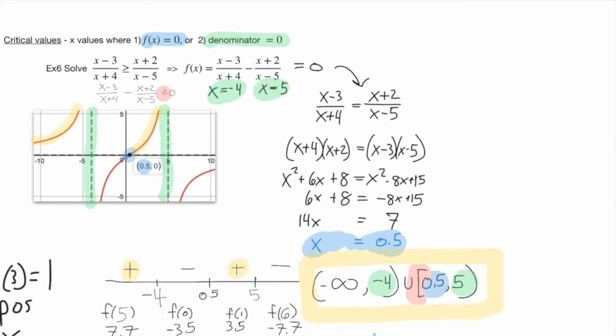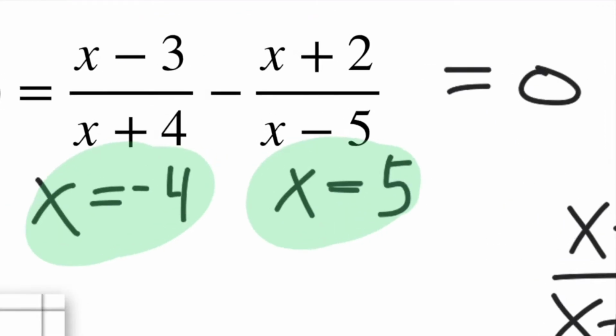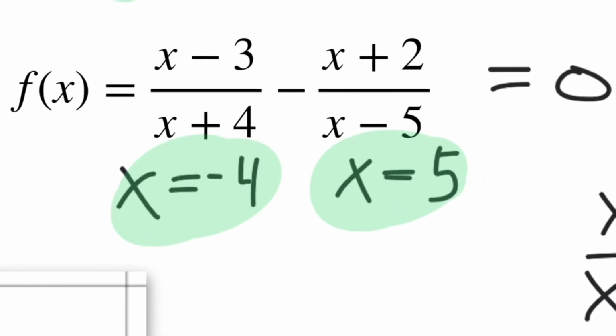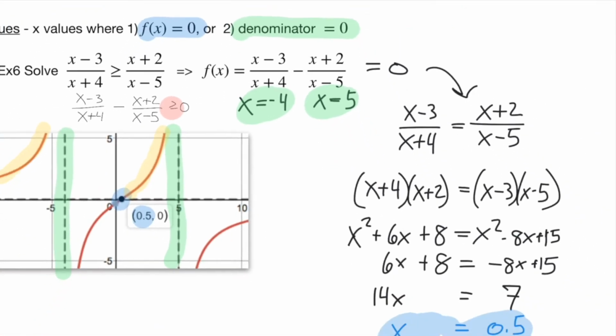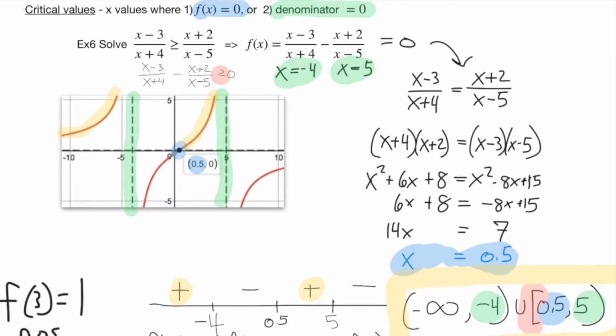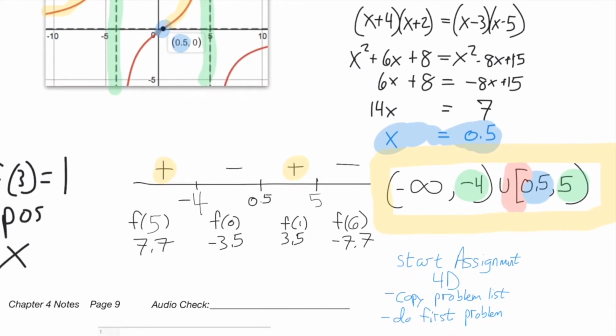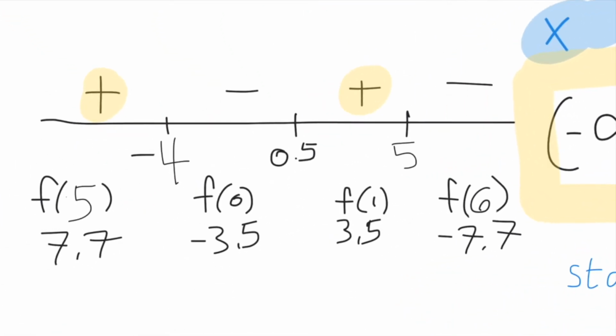That's the first critical value. Then the other critical values are where the denominators are going to equal 0. Of course, right here, you see these two fractions. The denominators are going to equal 0 when x is equal to -4 and where x is equal to +5. So we've got three critical values: -4, +5, and 0.5. So you can set that up like this.